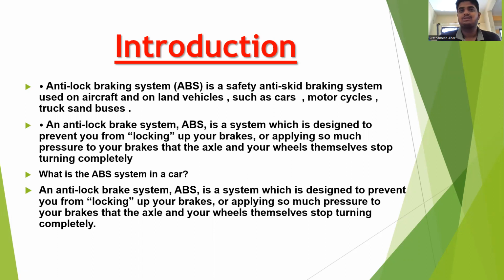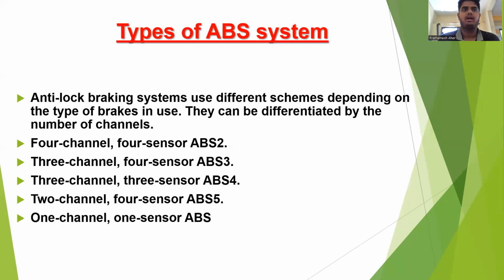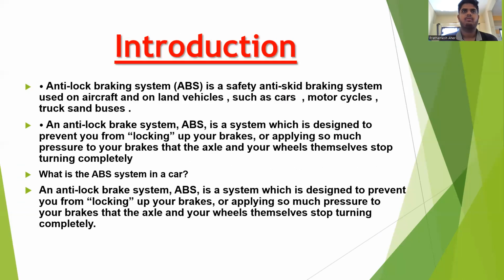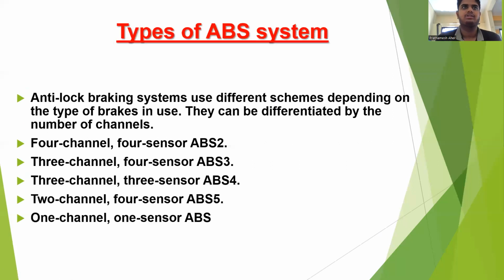What is the ABS system used in cars? The ABS system used in cars is designed to prevent the brakes from locking up and applying such pressure to the brakes on the axle, so the wheels themselves stop turning. That is the ABS system in use in cars.